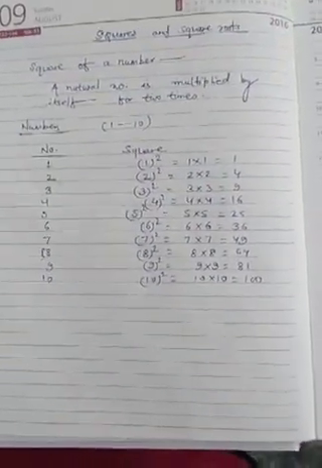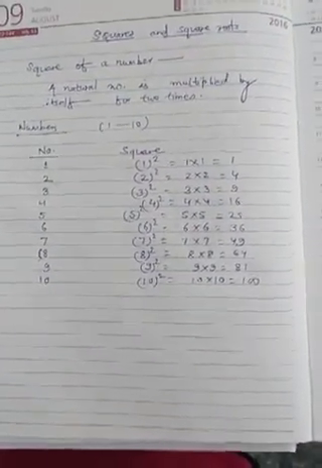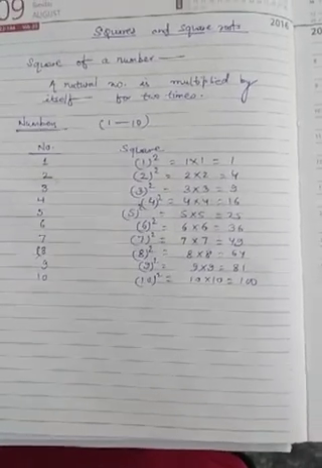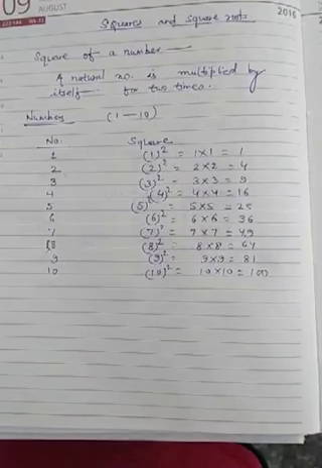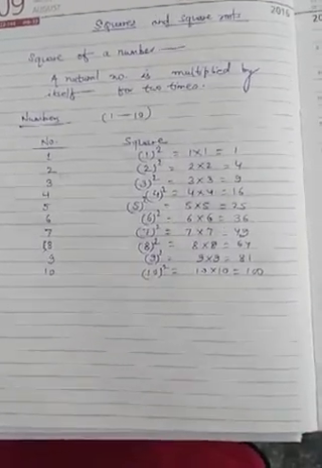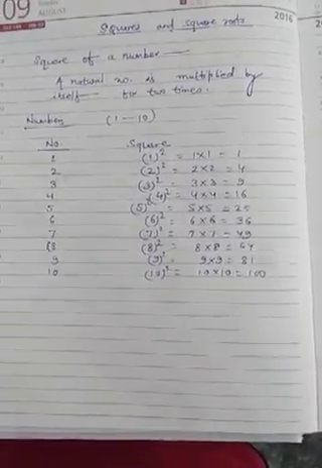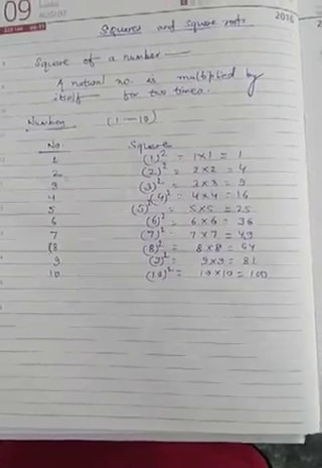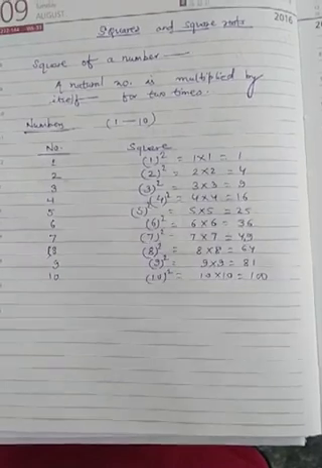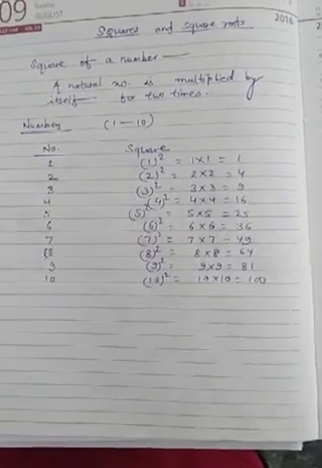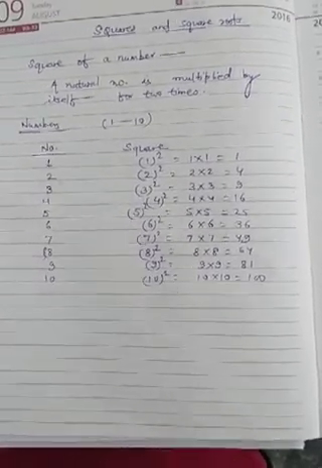Hello students, today I am going to start the square and square root chapter. We will understand the basic concept of this chapter. Let's begin with the square of a number. Students, what do we understand by the square of a number? When a natural number is multiplied by itself two times, it's called a squared number.